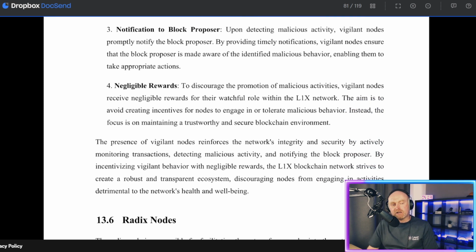Number 3. Notification to block proposer. Upon detecting malicious activity, vigilant nodes promptly notify the block proposer. By providing timely notifications, vigilant nodes ensure that the block proposer is made aware of the identified malicious behavior, enabling them to take appropriate actions.